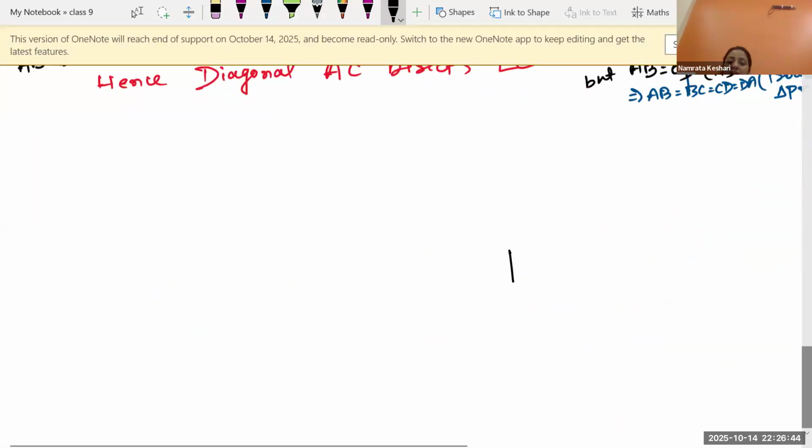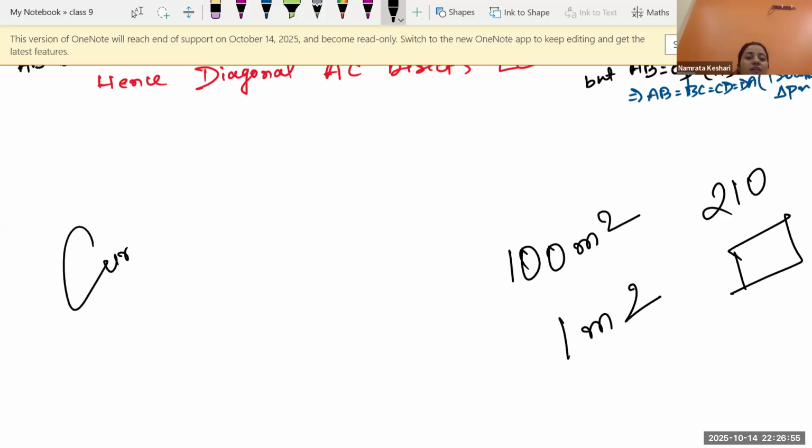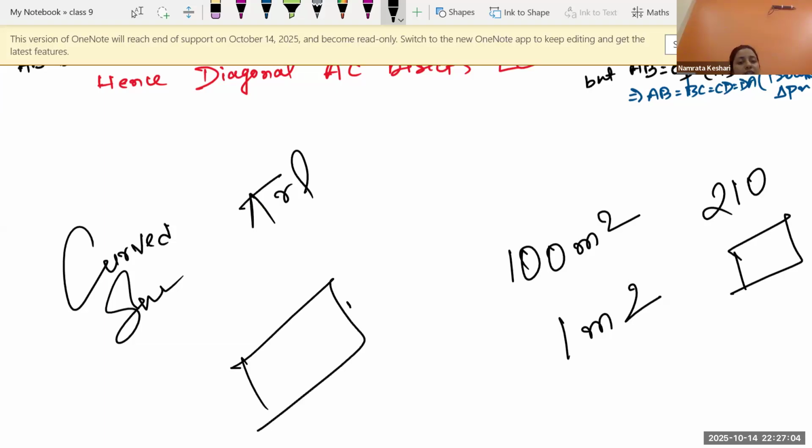You will say for 100 meter square, the cost is given as 210 rupees. So for 1 meter square, first find the cost, because then you will find the curved surface area of your cone by using this formula pi rl. Whatever the curved surface area will come, that many meter square price you have to find. So if you will be having 1 meter square price in hand, then finding for any bigger number will be easier by doing the multiplication.